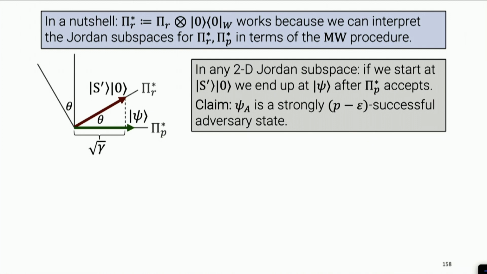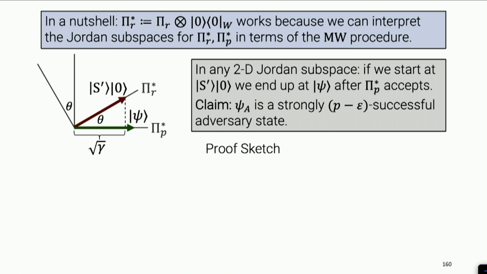This is the state that my repair procedure would output if I started here. So why is this a repaired adversary? Make sense? This is where I'm starting from after I've damaged my state. If I were in this 2D subspace, I would be outputting this state, but on the A register. I would trace out the W. And I want to understand why this is a strongly p minus epsilon successful adversary.